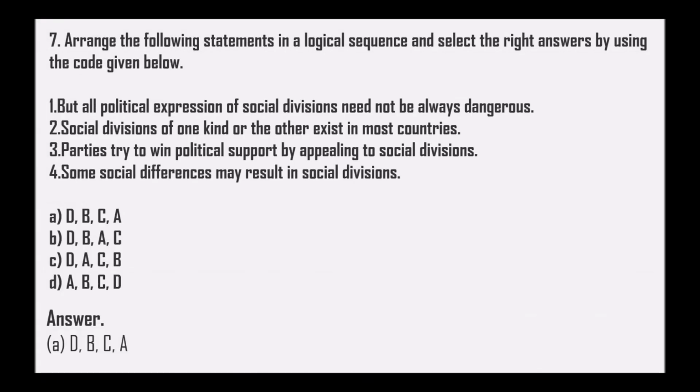Next, arrange the following statements in a logical sequence and select the right answer by using the code given below. These are the four statements. We have to arrange them. First is D: some social differences may result in social divisions. Then B: social divisions of one kind or the other exist in most countries. C: parties try to win political support by appealing to social divisions. And then A: but all political expression of social division need not always be dangerous.